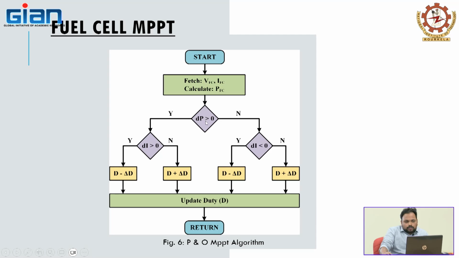Similarly, if the power change is not greater than 0, that is, it is less than 0, then you also check for another scenario, that is, whether the change in current is less than 0 or not. So accordingly, the algorithm will calculate and update the duty cycle to meet the maximum power.